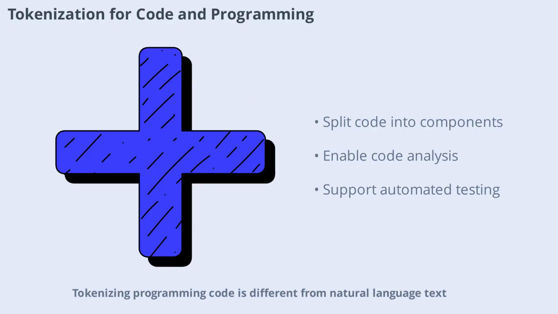Tokenizing programming code is different from natural language text. Code tokenizers split source code into keywords, operators, identifiers, and symbols. This process helps compilers and interpreters understand and execute code correctly. Accurate tokenization is essential for tasks like syntax highlighting, code analysis, and automated testing.